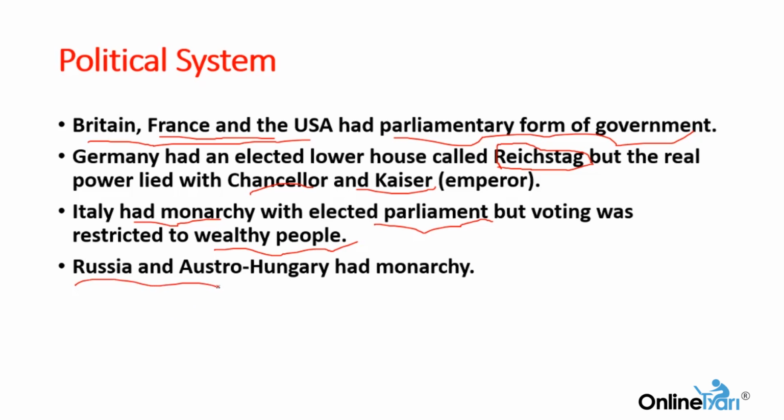And Russia and Austro-Hungary had monarchy. Russia was ruled by the Tsar at that time, and a kind of revolution was going on, but still it was managed by the Russian Tsar. So the Tsar was the ultimate power in Russia, and the Austro-Hungarian Empire also had a monarchy.